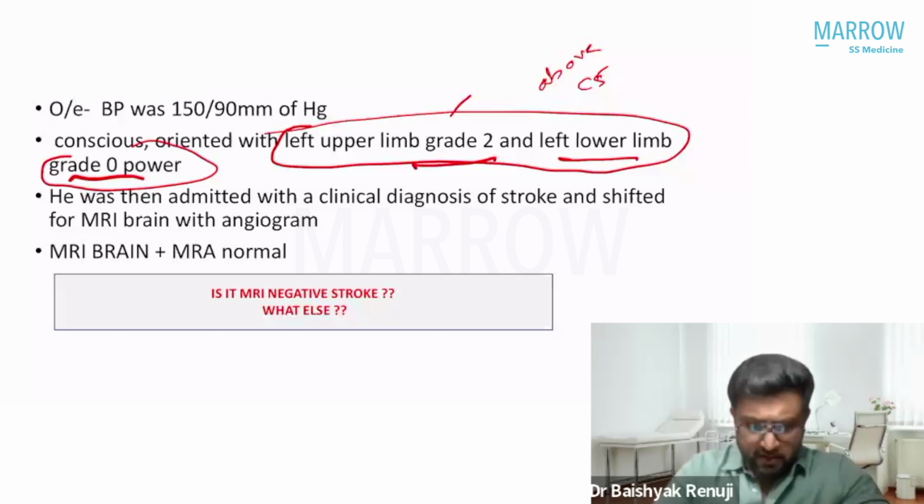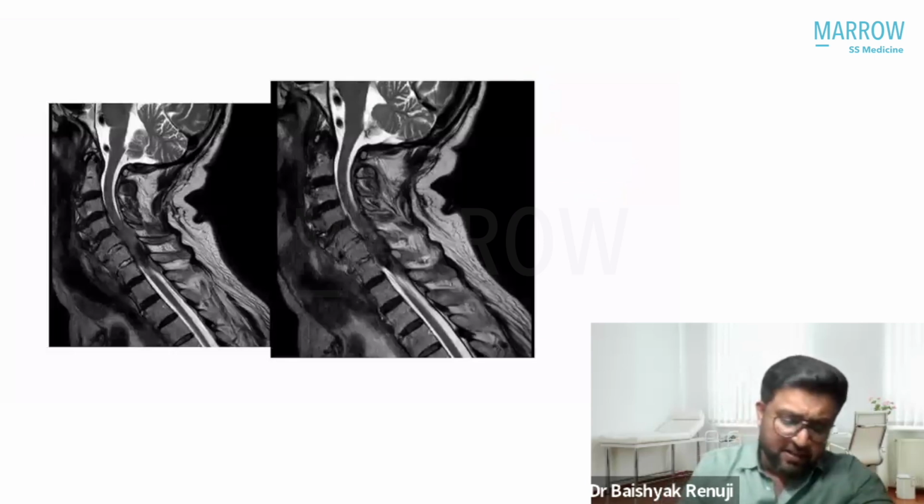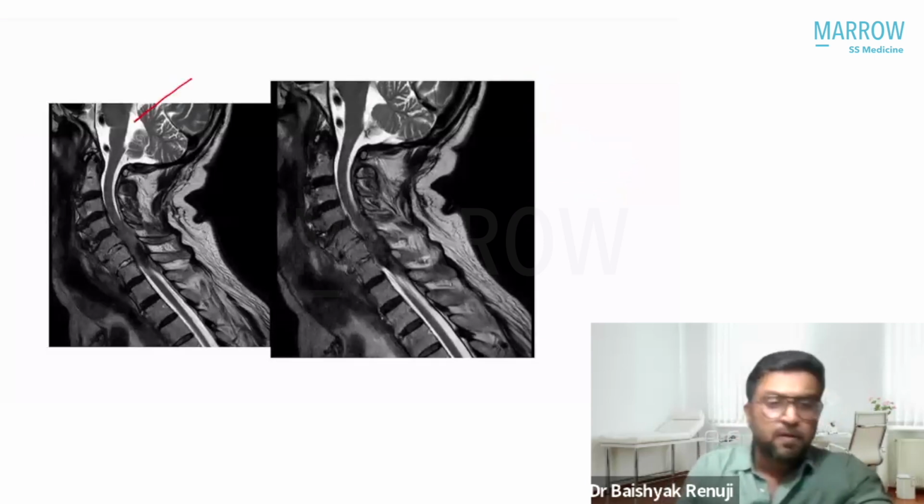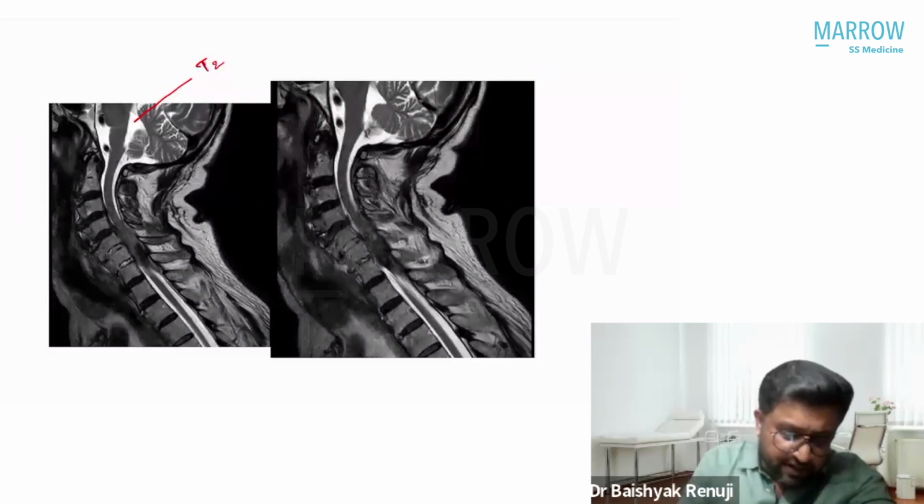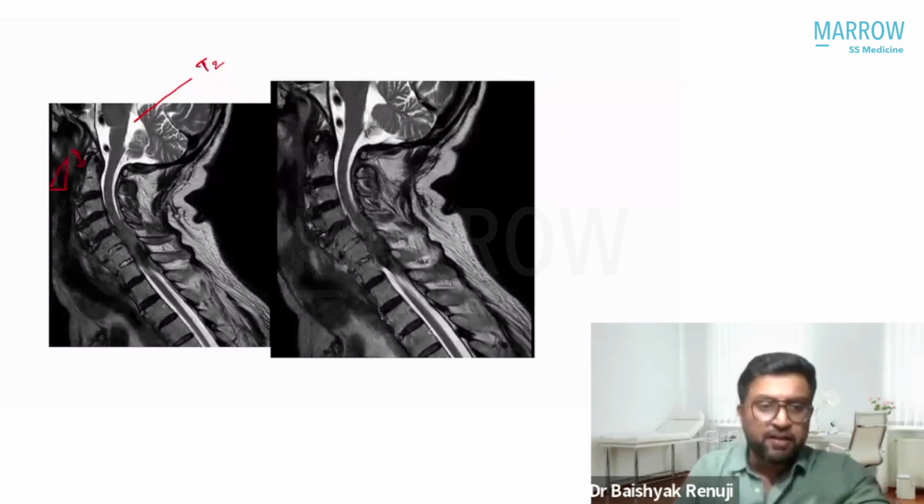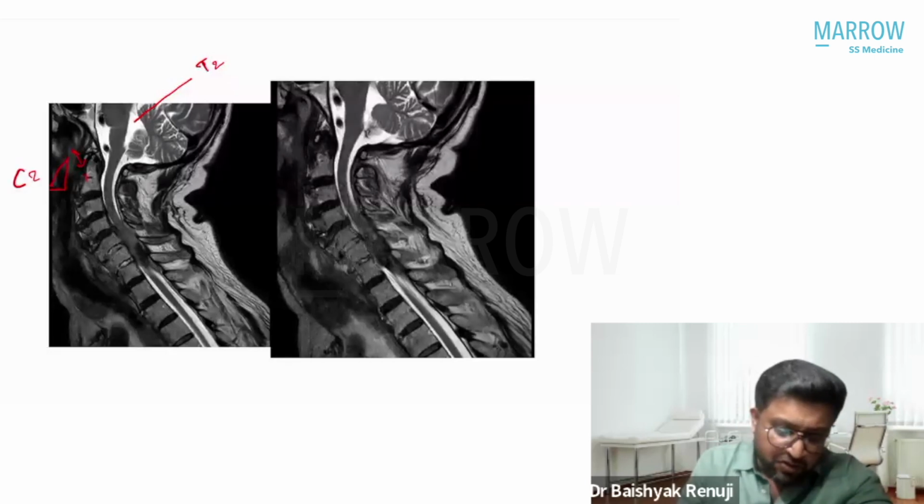And this was the MRI neck. You can see that CSF is white in there. This is T2. How you find out your vertebrae is you see the dents. This triangular thing, that is the C2 vertebra. So C2, C3, C4, 5, 6, 7.